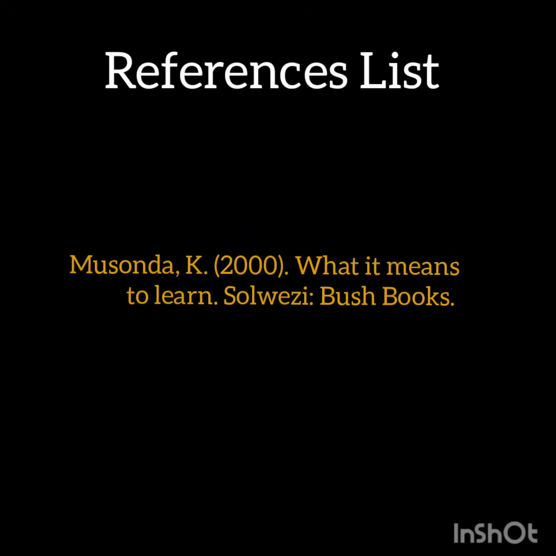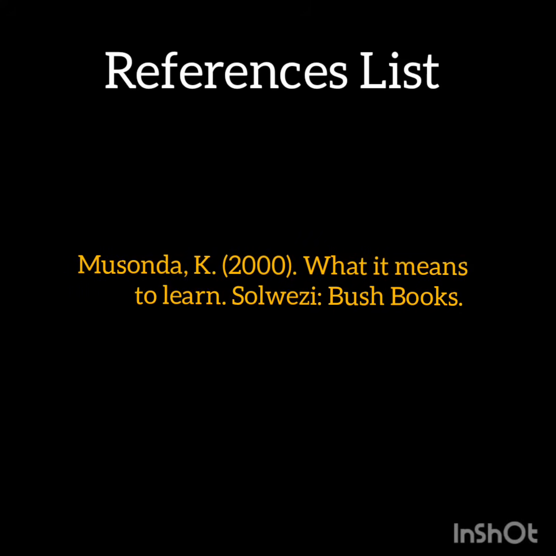Musonda, K., (2000). What it means to learn. Solwezi: Bush Books. Musonda is the surname, the initials, 2000 is the year of publication, what it means to learn is the title of the work, Solwezi is the place of publication, which is separated with a colon from the name of the publisher.